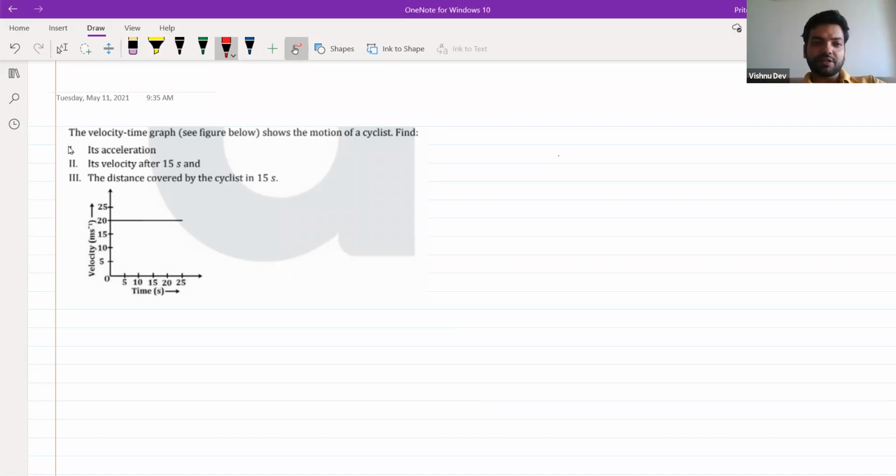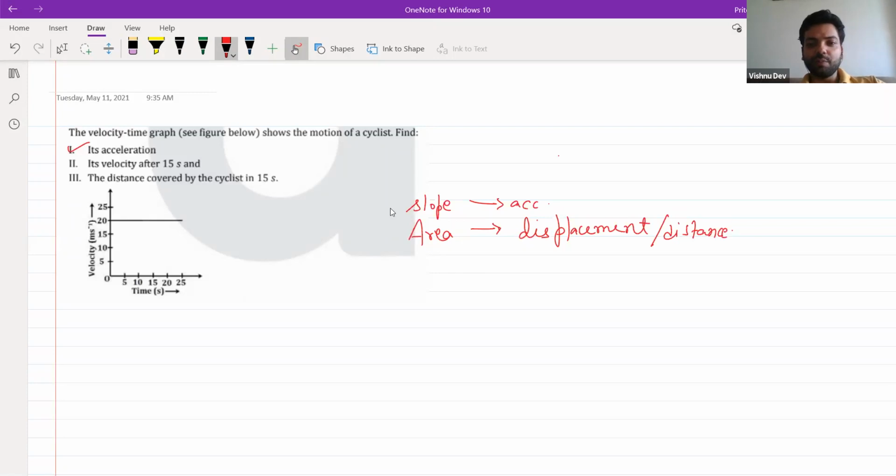Yes, so if we look at the first part, since this is a velocity time graph, its slope will give us acceleration. Okay, and area will give us displacement, or you can say distance, depending on what area we are taking. So I hope this would definitely be clear to you all, that from different graphs, what all things we use, slope or area.